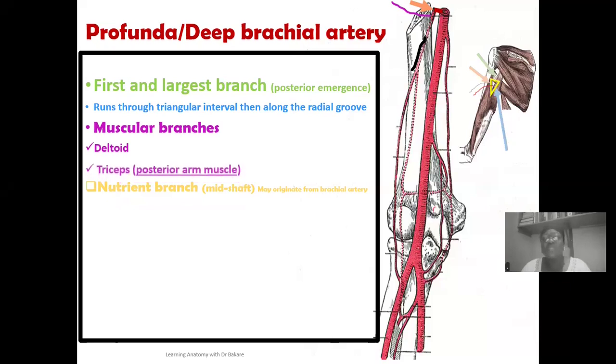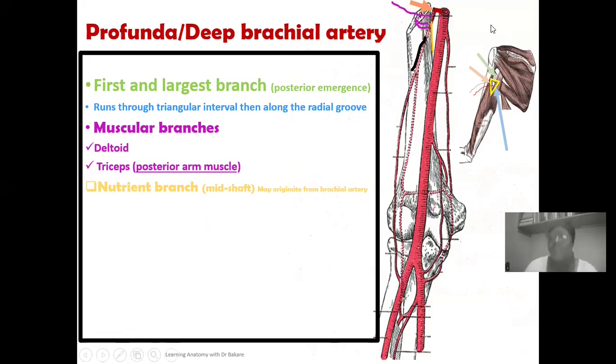Then it's also seen to give off branches to the triceps brachii muscle. Don't forget that this artery is already positioned around the posterior region of the arm, and in the posterior region of the arm is where we have the triceps brachii muscle. So it is also seen to give off branches to provide supply for the triceps brachii muscle. While it is also seen to give off a nutrient branch that is highlighted here in yellow.